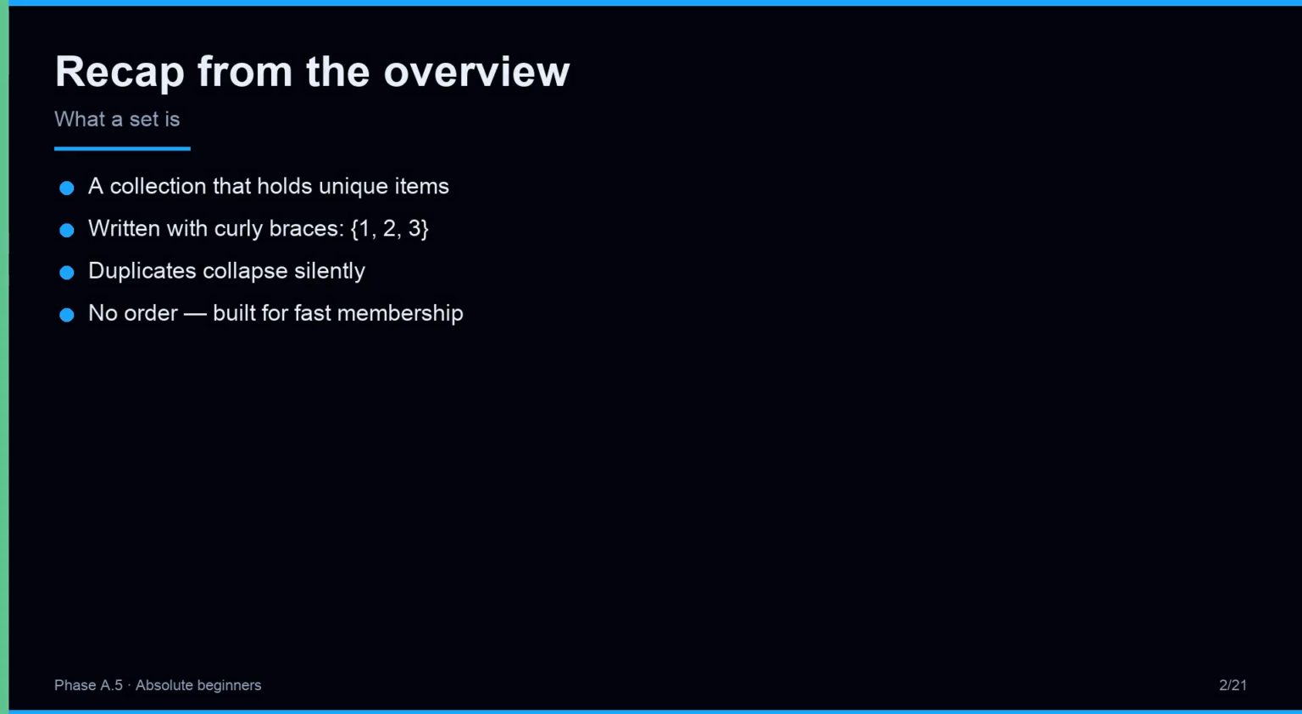Recap from the overview. A set is a collection that holds unique items. You write it with curly braces, 1, 2, 3 inside. If you try to put the same value twice, Python silently keeps only one copy. Sets have no order. You cannot ask for the first item or the third. What you get instead is speed. Sets are built for one job above all, answering the question, does this value belong? Fast membership testing is the heart of what makes a set useful.